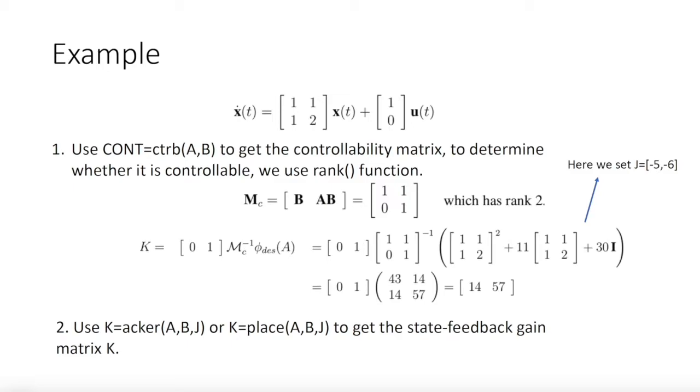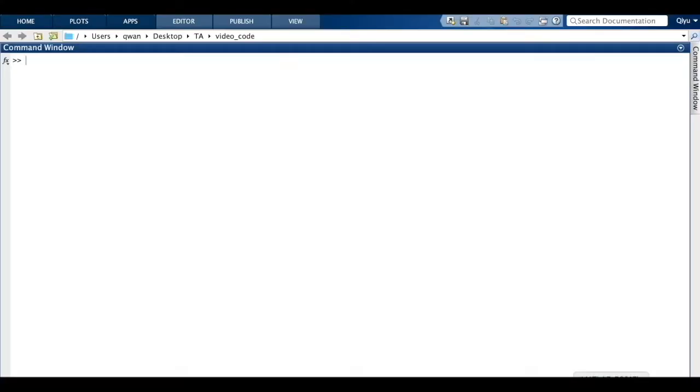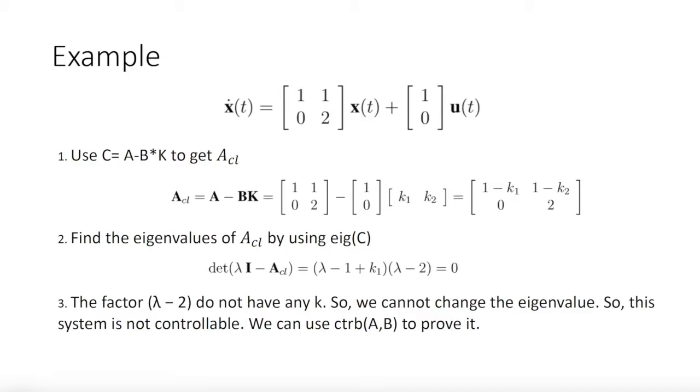Here we should make sure that the desired eigenvalues are minus 5 and minus 6, which give the characteristic equation lambda squared plus 11 lambda plus 30. Again, by using the controllability matrix, we make sure that the system is controllable, and by using acker to place the poles of the closed loop system at minus 5 and minus 6, the corresponding K gain is computed.